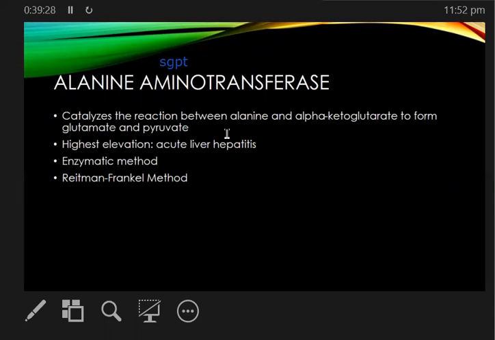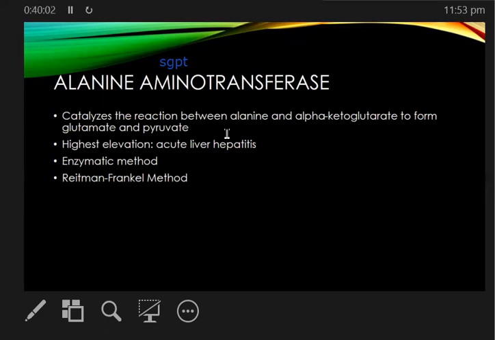ALT is also used for liver disease, in particular hepatocellular damage. If we compare the specificity of your AST as compared to your ALT, which one is more liver specific? It's your ALT.